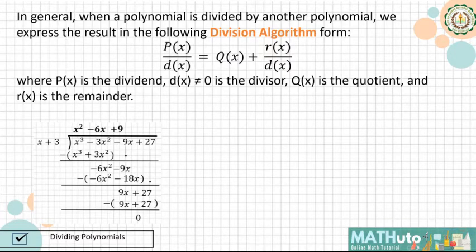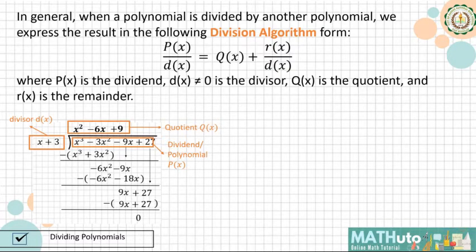In our given example a while ago, we have x cubed minus 3x squared minus 9x plus 27 as our dividend, or the polynomial p of x. Then x plus 3 is our divisor, or d of x. And the quotient q of x is x squared minus 6x plus 9. And lastly, the remainder, r of x, is equal to 0.